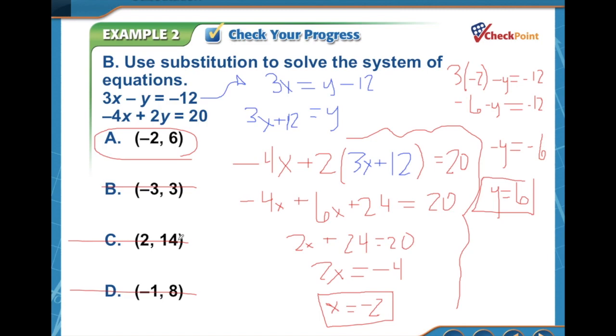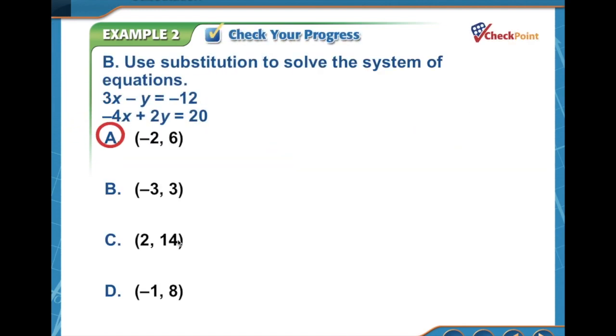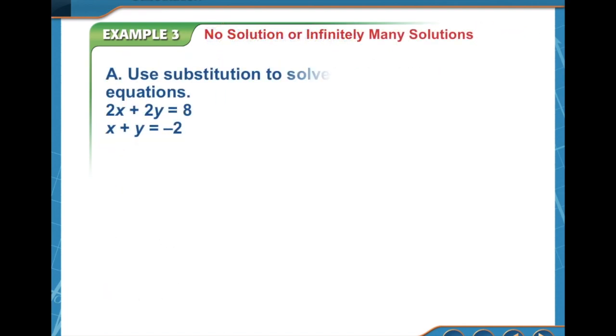So have negative 2, 6 for your notes today as we move to an example 3 type problem. Okay, so for this one, there are 2 cases that are special when you're solving these. Those are cases where you have no solution and cases when you have infinitely many solutions. So we're going to look at what that looks like in terms of algebra.